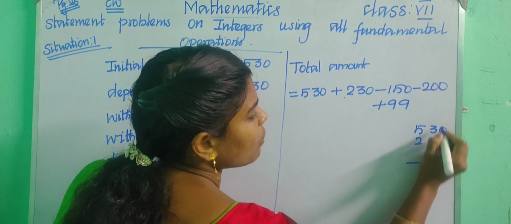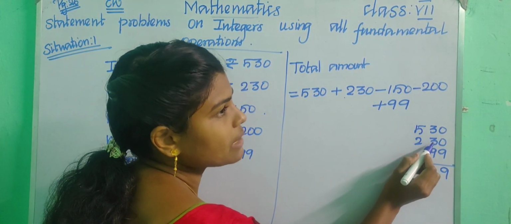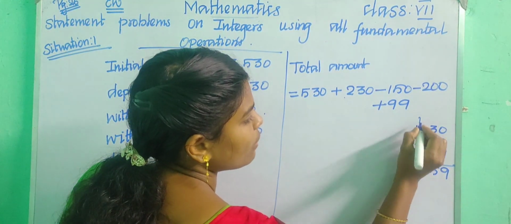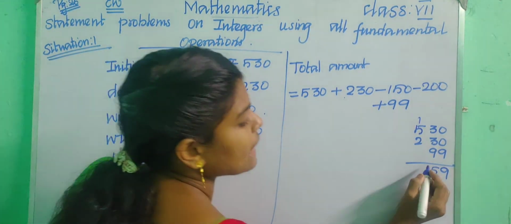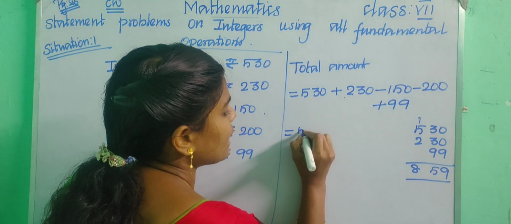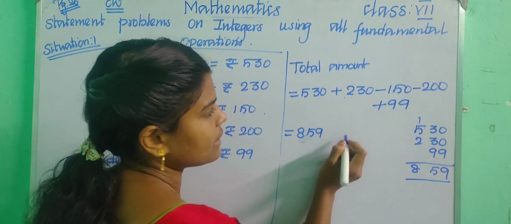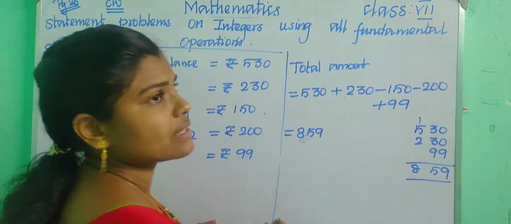Okay, children, now add 0 plus 0 plus 9. We will get 9. 3 plus 3, 6. 6 plus 9, 15, right? 5 and 1. 1 plus 5, 6. 6 plus 2, 8. So 859. Okay, children, so we have just added only the positive signs, right?